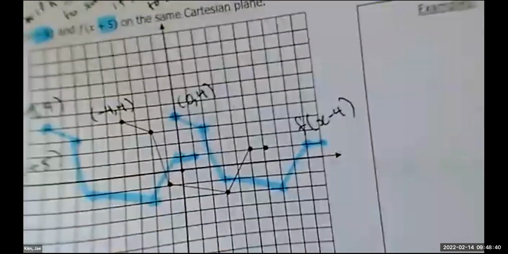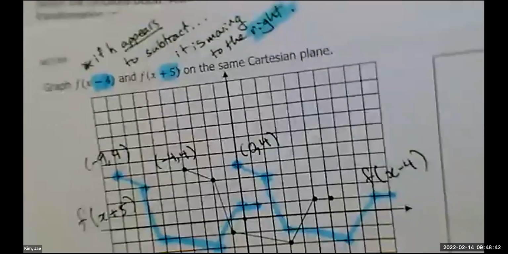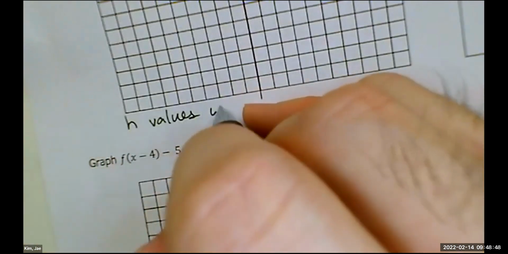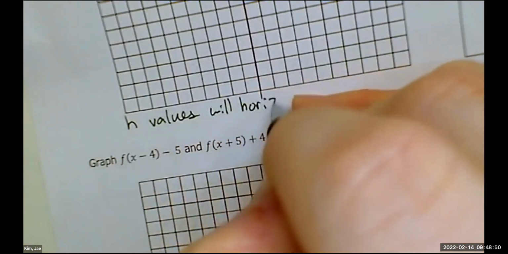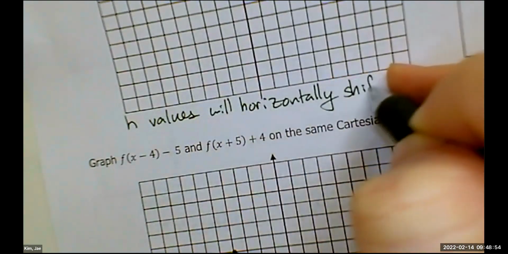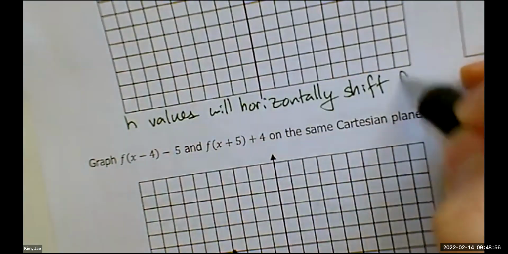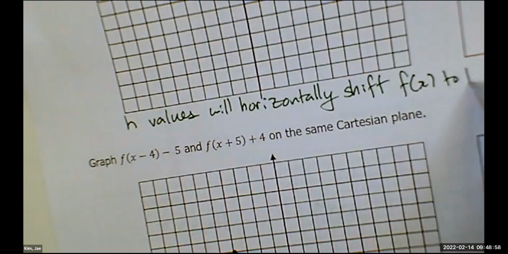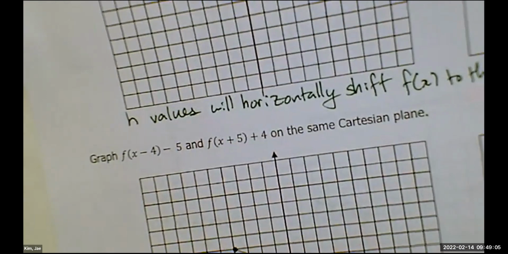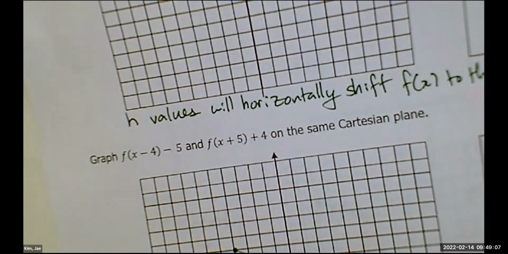Okay, so to be true, k values, so h values will horizontally shift f of x to the, instead of left and right, I'm going to write right, left.